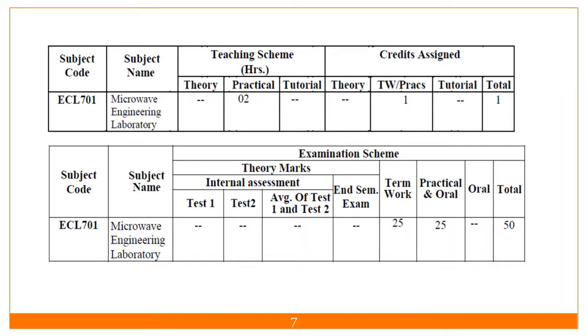As far as the practical is concerned, there are two practicals, and you get one credit for this. The term work is of 25 marks, and the external practical oral is of 25 marks. So the total is 150 marks: 100 marks theory plus 50 marks term work and practical work.